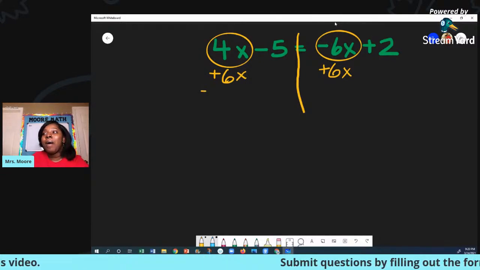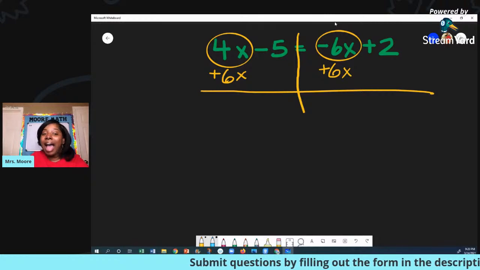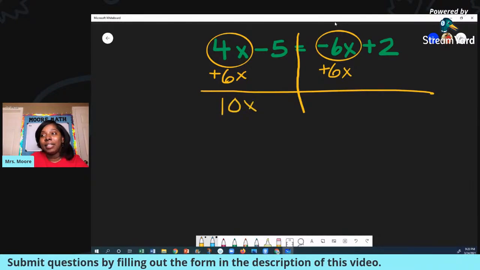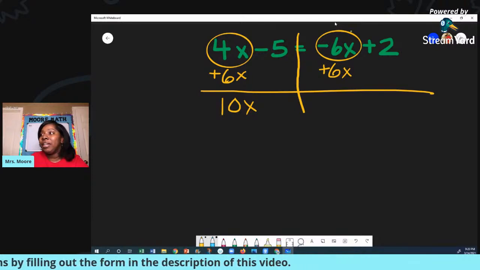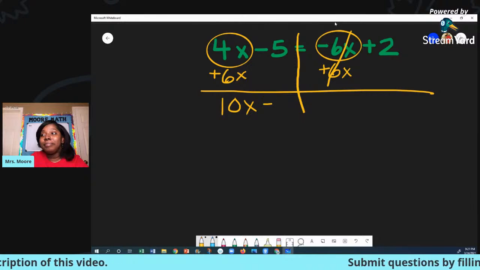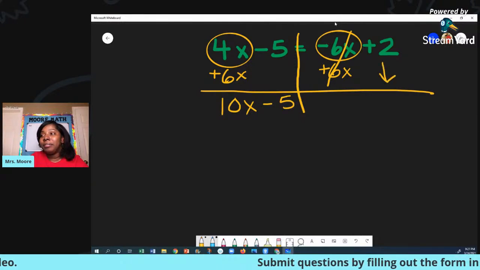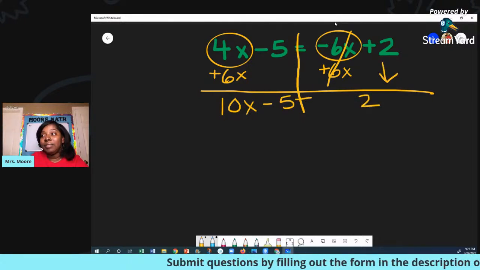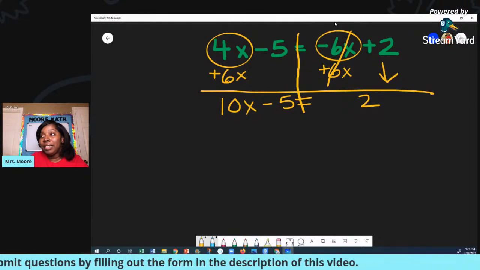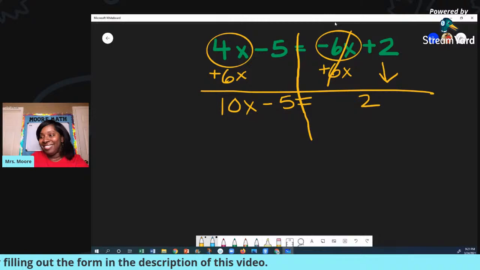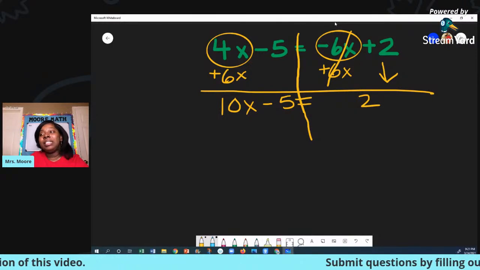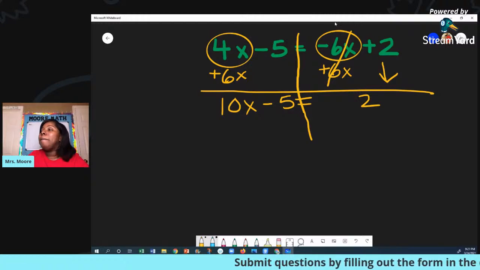And do you see how adding that positive 6x, I'm not working with negatives. I only have a positive 10x. Okay, and I get rid of this negative 6x. So now I don't have to worry about negatives anymore, which I'm happy about. Okay, so now I have the x on the left. Now what's the opposite of minus 5? Plus 5.